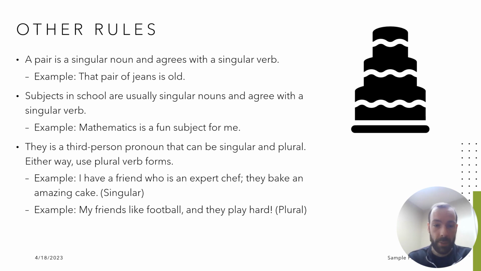A couple other rules I want to point out when we talk about a pair in English. A pair is a singular noun, even though it's referring to two things. We're referring to them as one group together. And so it is a singular subject agreeing with a singular verb. So for example, that pair of jeans is old. We're talking about a pair of pants. It's one thing. It's one pair of pants, and it gets a singular verb.